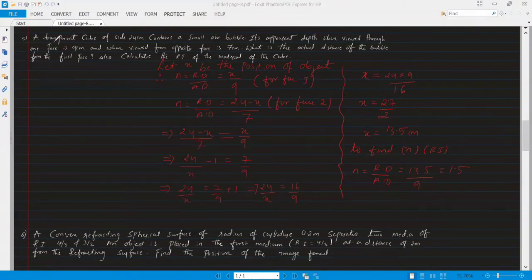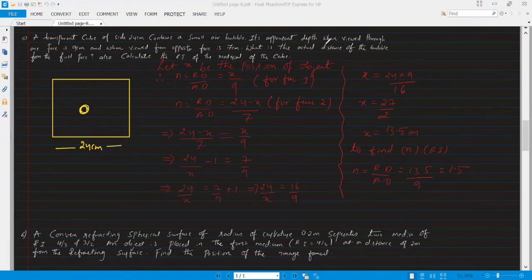Okay, let's look at this problem. A transparent cube of side 24 centimeter. There is a cube of side, say, 24 centimeter. Let us assume there is a cube like this. Its side length is 24 centimeter. That means this is 24 centimeter from here to here. It contains a small air bubble inside, somewhere inside there is an air bubble.